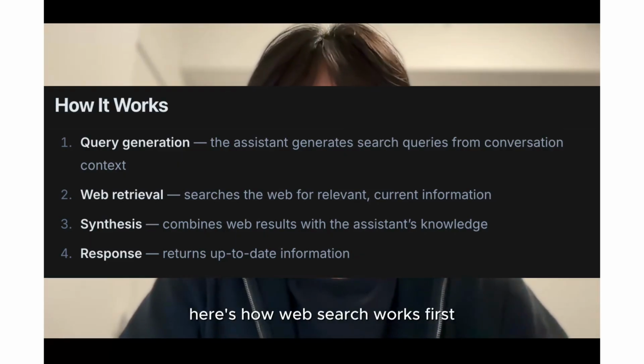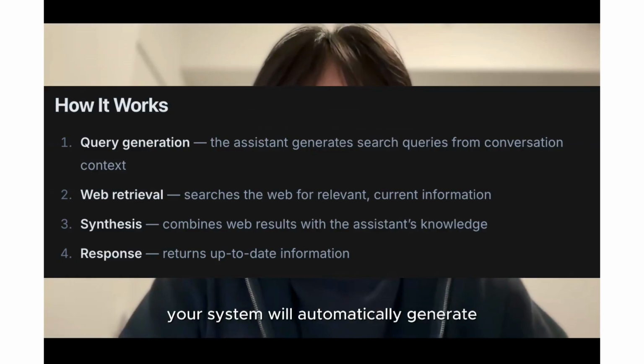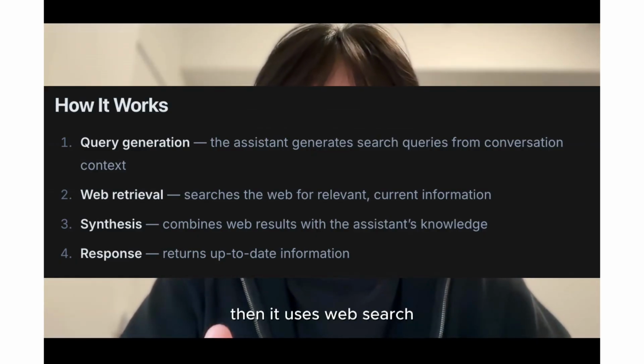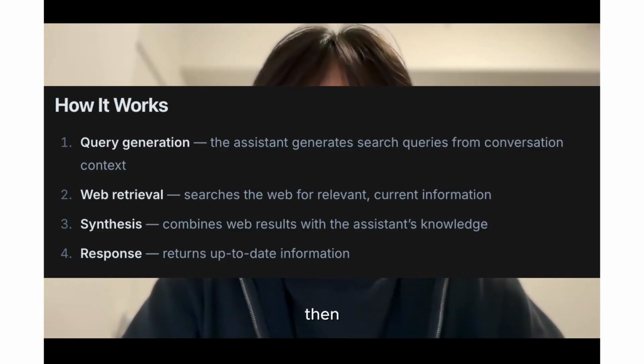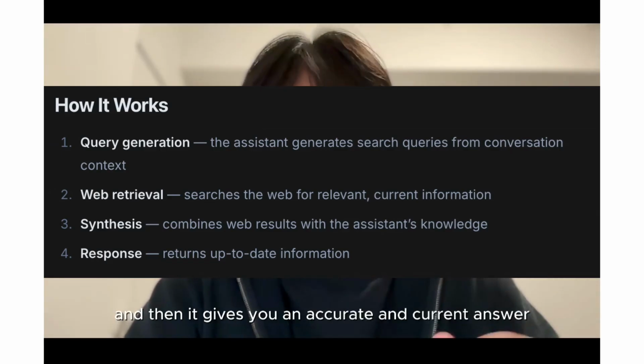Here's how web search works. First, it generates a query, so your system will automatically generate search queries from your conversation context. Then, it uses web search to search the web for relevant information. Then, it combines the web results with its own knowledge. And then it gives you an accurate and current answer with sources.